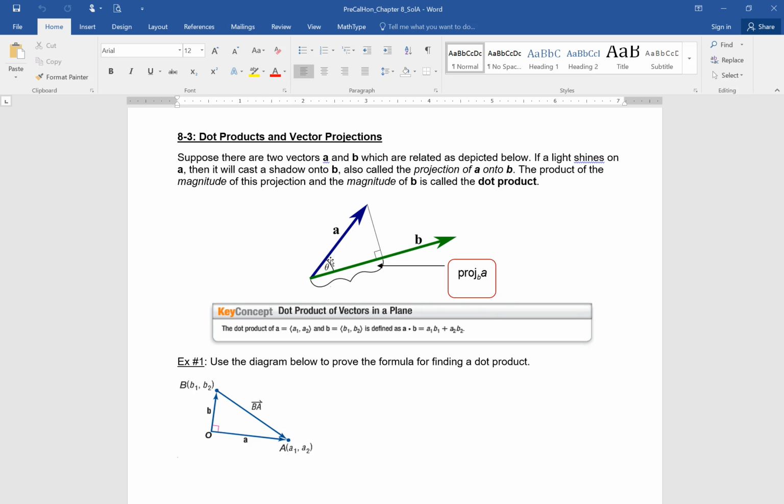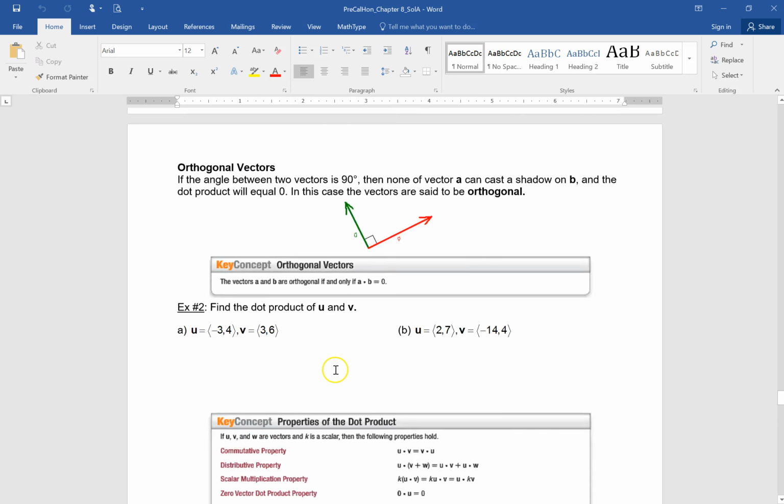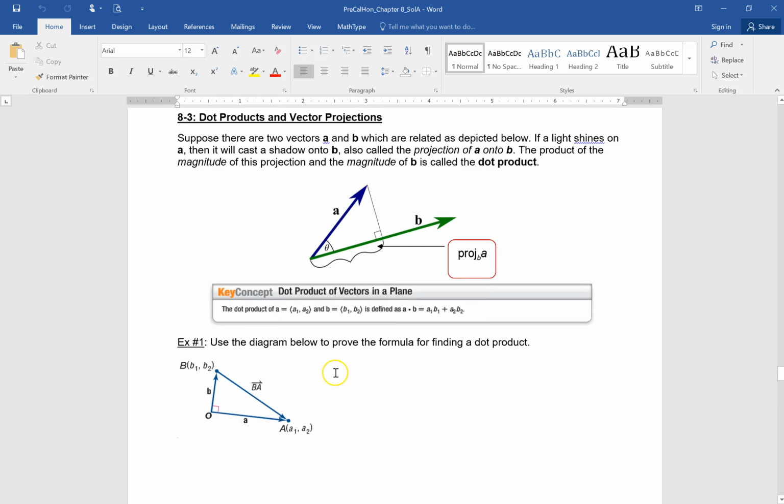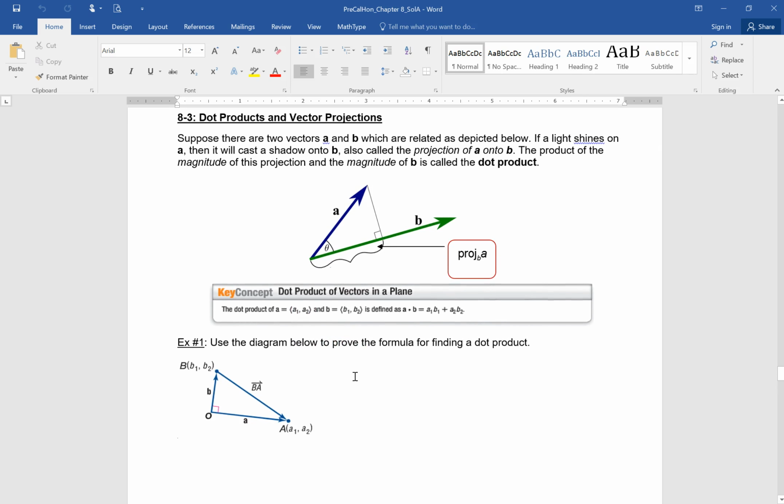Now, section 3 then. Welcome back. All right, so 8.3, dot products and vector projections. Okay. All right, so look at this scenario for a minute.